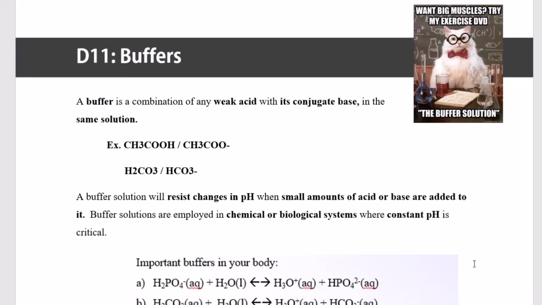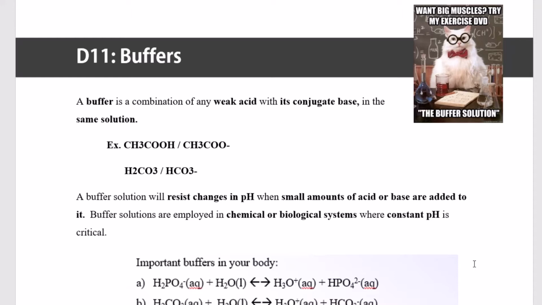A chemical buffer is a solution that will resist changes in pH when acid or base is added to that solution. Your body contains many buffers. In the fluids in your body, you want to maintain a relatively constant pH.